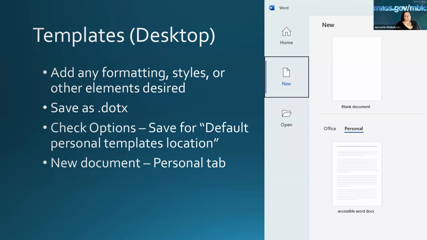And then to actually create a document from this template, you go to New, and you see you've got these headings of Office and Personal. You want to tab over to Personal. Office is going to give you the pre-created Office ones that are, say, calendars or resumes, things like that. If you tab over to Personal, that'll be anything in that custom templates folder.